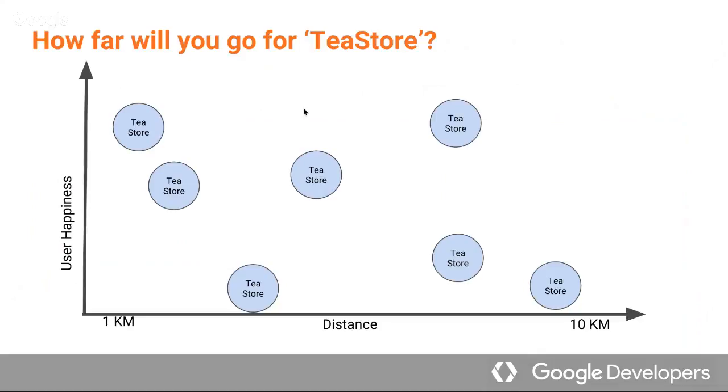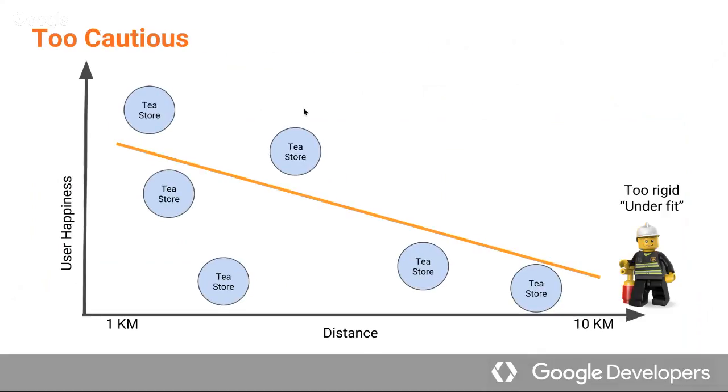So how far will you go for a tea store here in this particular case? Now I have plotted a graph based on the scale of user happiness and distance. Here I have plotted from 1 kilometer to 10 kilometers, and I have plotted different tea stores here in this particular case. So what will happen is I have already done a search of where I'm going to go.